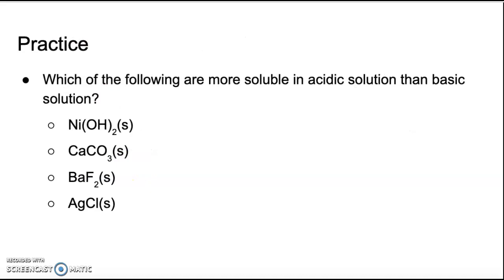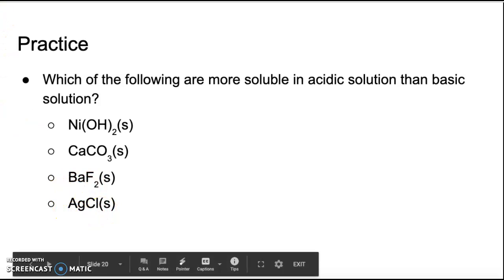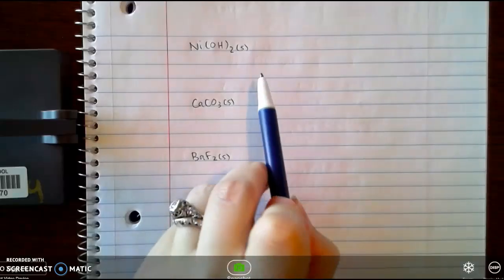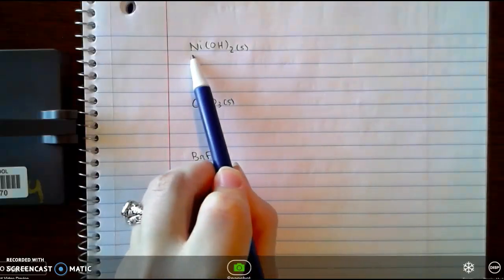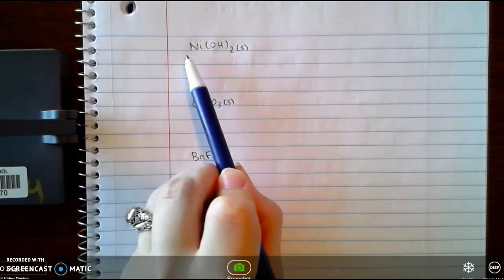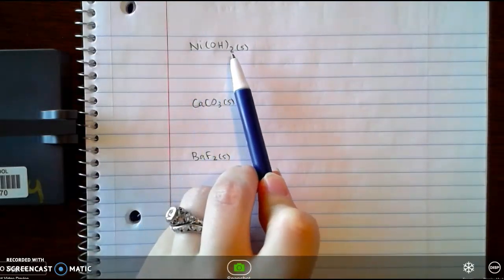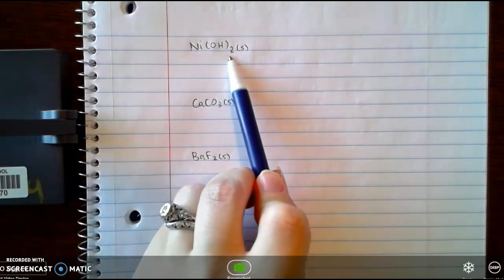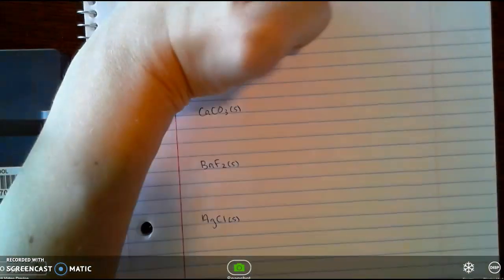All right, so let's take a look at some ionic compounds and decide whether they're going to be more soluble in acidic solution than basic solution. We're going to consider nickel hydroxide, calcium carbonate, barium fluoride, and silver chloride. Taking a look at nickel hydroxide, our first example here, the first thing that we want to do is consider our equilibrium. What is this going to dissociate into when it dissolves in water?